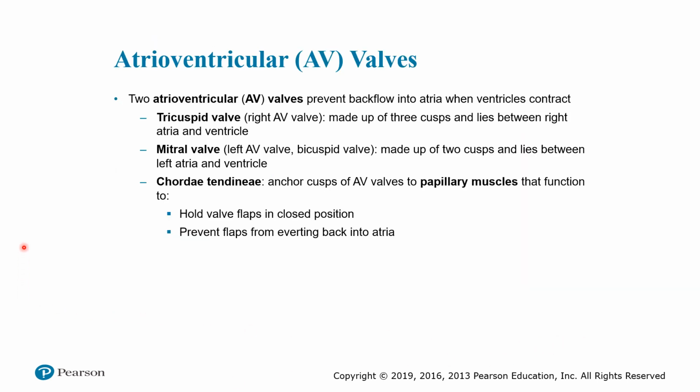So now let's go over the atrioventricular valves. We already discussed their features. They are almost the same. They are written in this slide. So we have two atrioventricular valves: the tricuspid valve or the right AV valve. It is made up of three cusps and it lies between the right atrium and the ventricle. Then the mitral valve, the left AV valve, it is bicuspid. It means it is made up of two cusps and it lies between the left atrium and the ventricle. Then chordae tendineae, they anchor the cusps of the AV valves to the papillary muscles that function to hold the valve flaps in closed position, and they prevent flaps from everting back into the atria during ventricular contraction.